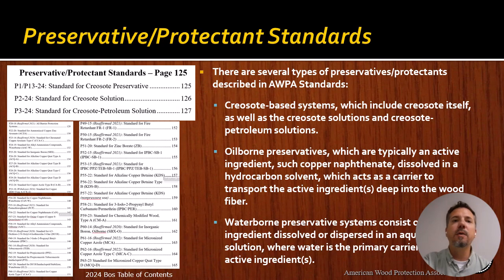AWPA outlines multiple types of preservatives. Creosote-based systems include pure creosote and creosote blends. Oil-borne preservatives take an active ingredient, say copper naphthenate, for example, and use a hydrocarbon solvent as a carrier for the active ingredients that penetrate into the wood. Waterborne systems use water as the main carrier for the active ingredients. Each of these systems has its own strengths depending on the application, whether it's for utility poles, marine piling, or the deck in your backyard.